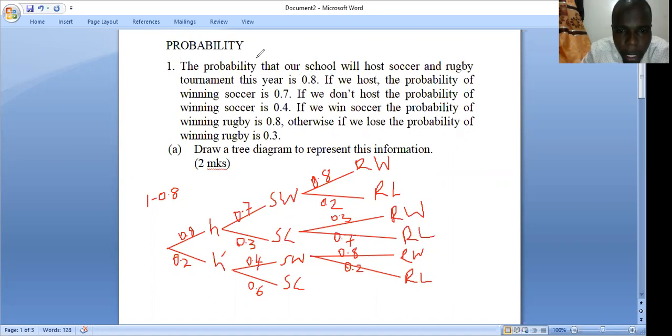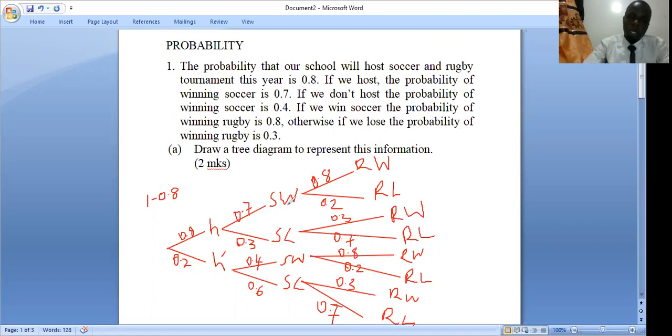0.2. Then the probability of losing here is still the same. This is rugby win, rugby loss. Otherwise, if we lose, the probability of winning rugby is 0.3, and 0.7, to make it equivalent to 1. So this is what we now call tree diagrams.